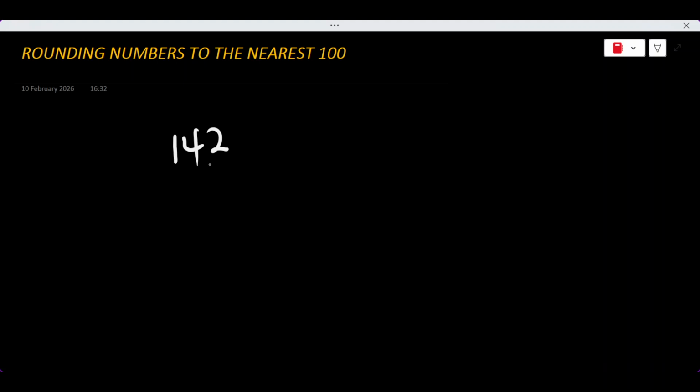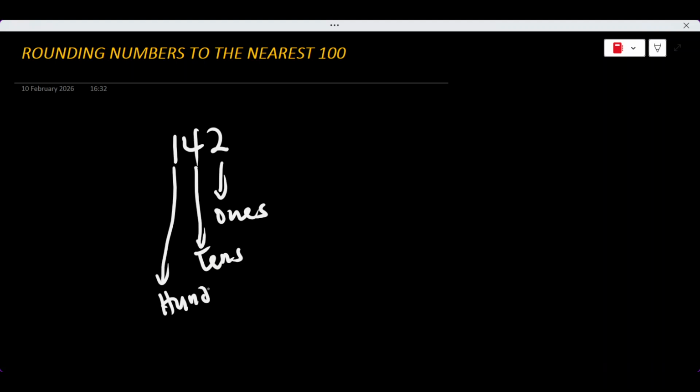Now, let's dive in to look at how to round 142 to the nearest hundred. We first of all have to understand the place values of the digits. 2 falls under ones, 4 falls under tens, and then the 1 falls under hundreds. Now, in rounding 142 to the nearest hundred, meaning we are going to what? Change the 4 and the 2 to zeros. So these 2 be zeros, and then this 4 will also be changed to zeros.